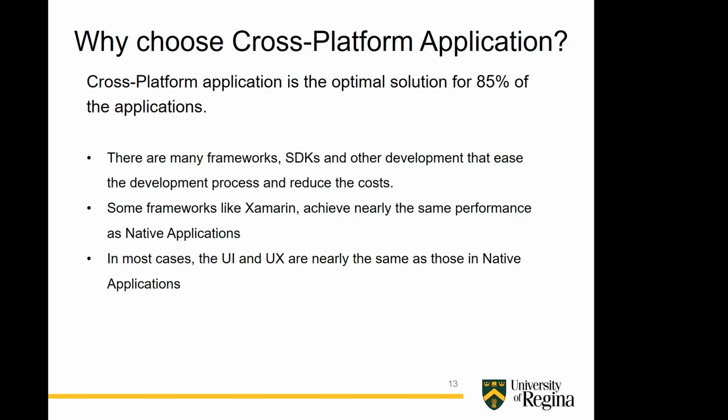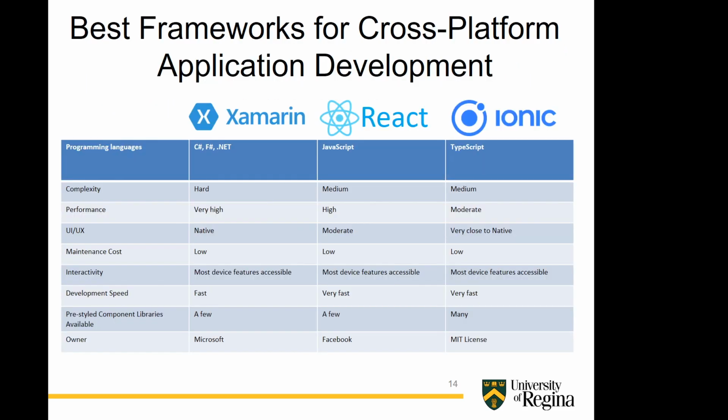Speaking of Xamarin, it has recently been updated and the developers claim that it can achieve 98% of the performance of native applications. That's pretty good, isn't it? Also, in most cases, the UI and UX are nearly the same as those in native applications. I would like to add, in most cases, they are the exact same. There are many frameworks available for cross-platform application development. I will talk about the 3 most popular frameworks.